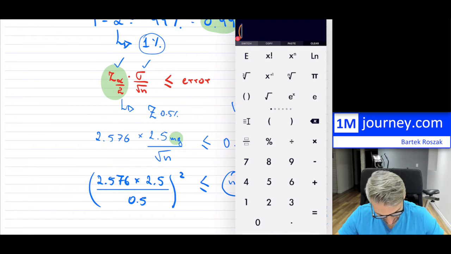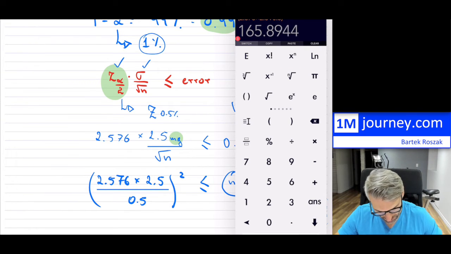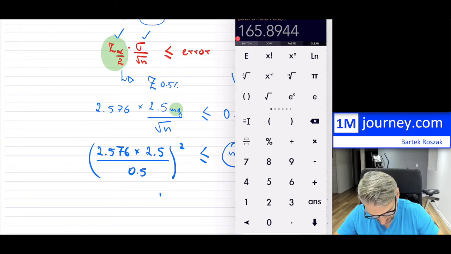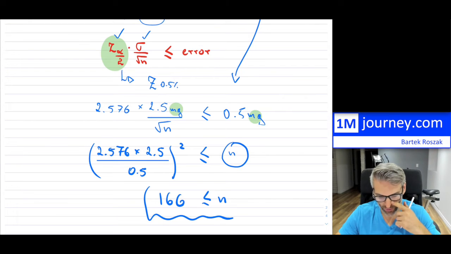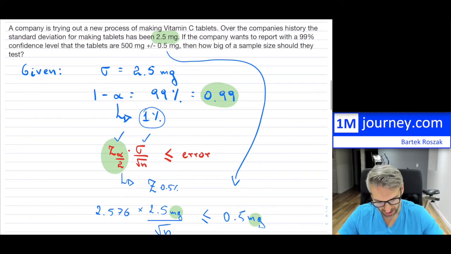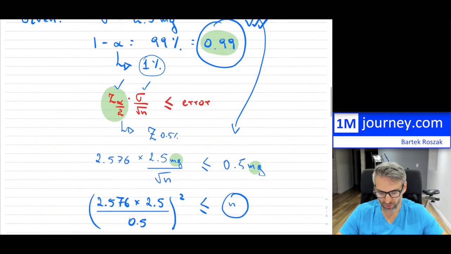So this would be 2.576 multiplied by 2.5 divided by 0.5 in brackets, and then square it. So this is about, I guess, 166. So n should be bigger than that. That's a pretty big sample if we want such a nice big confidence level within there. So that's how you would do it.